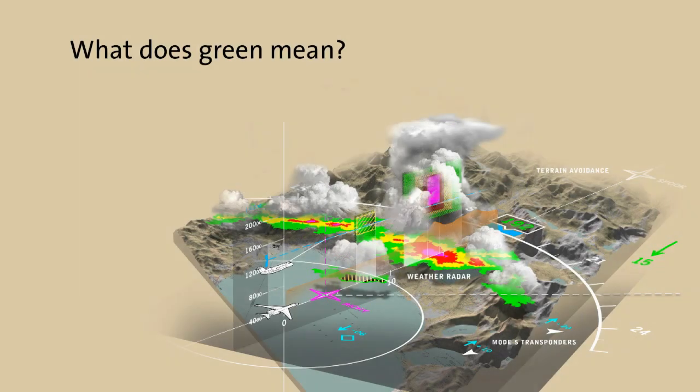It's been said that beauty is in the eye of the beholder. We could say the same thing about the color green and its meaning on the radar display. The fact is, depending on your manual operating techniques, green may mean very different things to different pilots.